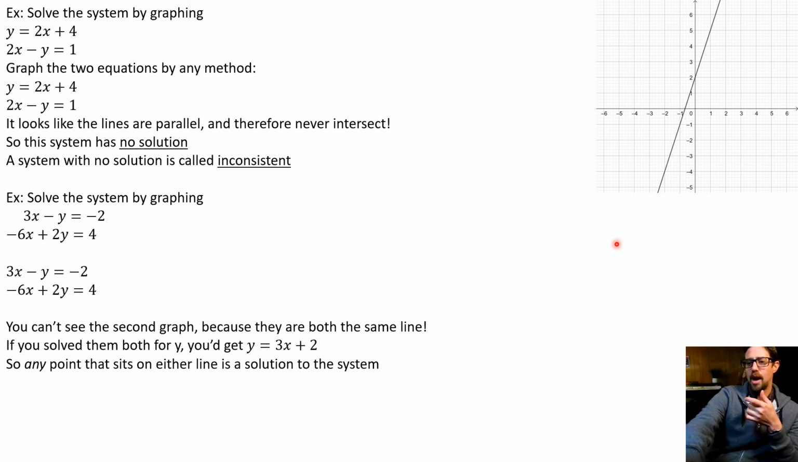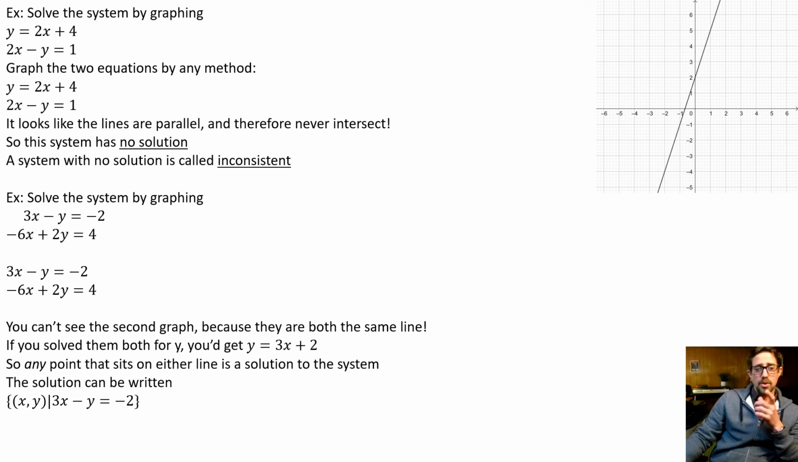So rather than saying literally this, any point that sits on either line, we have to have a mathematical way of saying that. So here's how we write that down. This is set notation. Remember, these braces or fancy brackets denote a set. So I'll make it clear what all this stuff means. You put it in a set because it's a set of solutions.